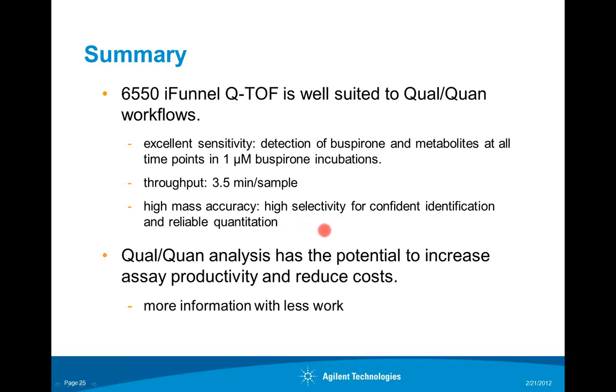The high mass accuracy offers high selectivity for confident identification and reliable quantitation. By combining the qualitative and quantitative analysis in a single experiment, it offers more information with less work involved. Therefore, this workflow has the potential to increase the assay productivity and reduce the costs. So I will end here, and thank you for your attention.